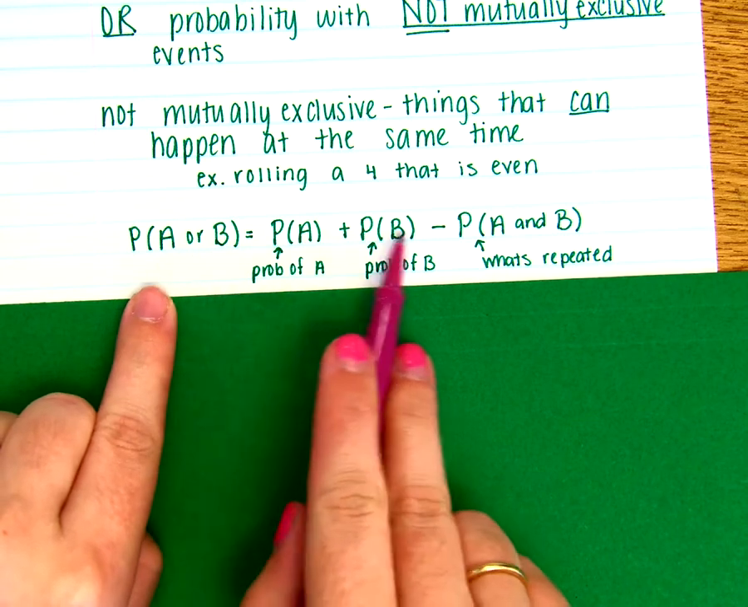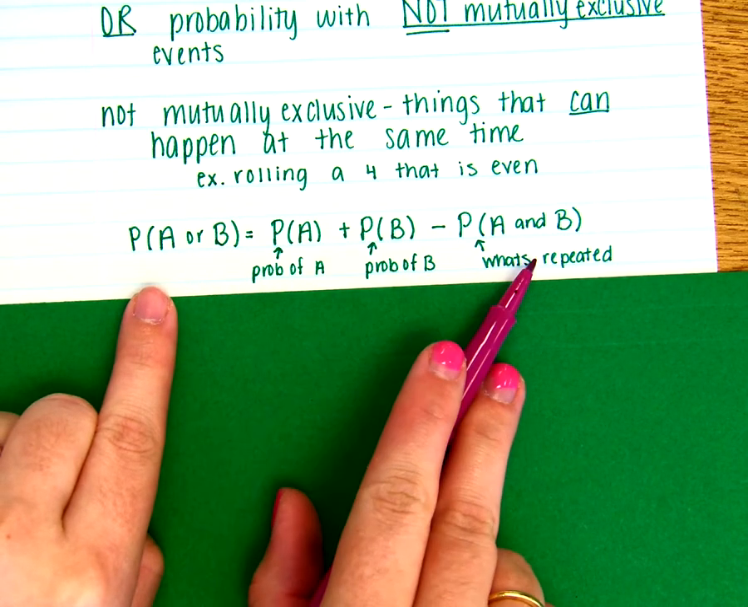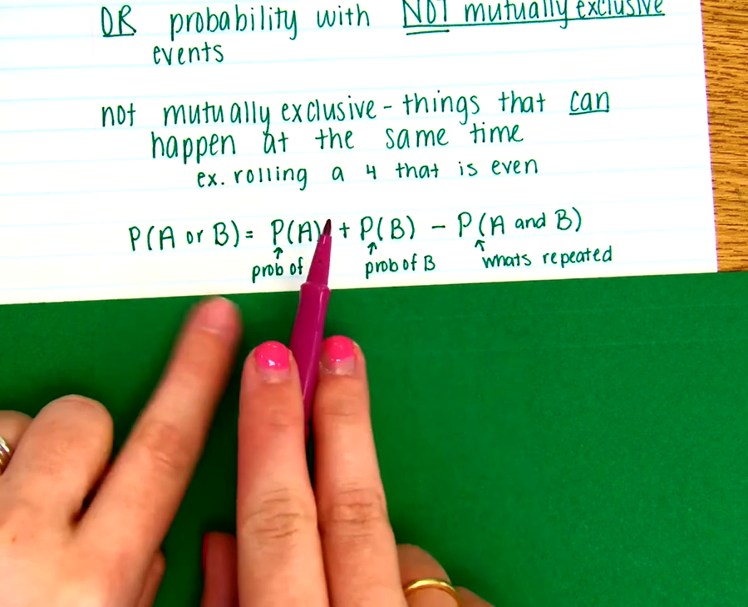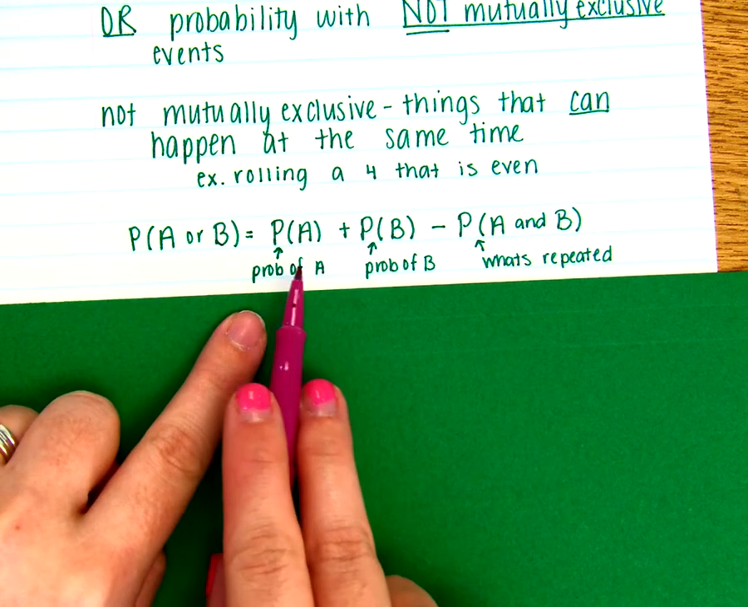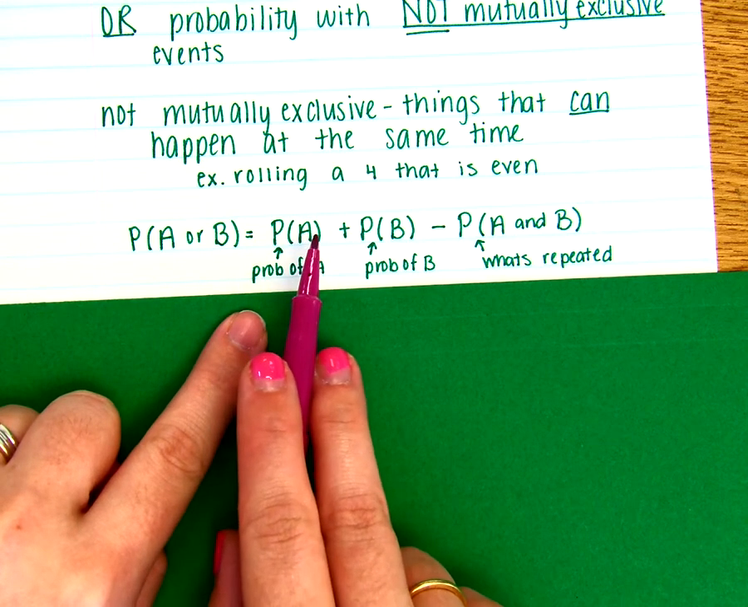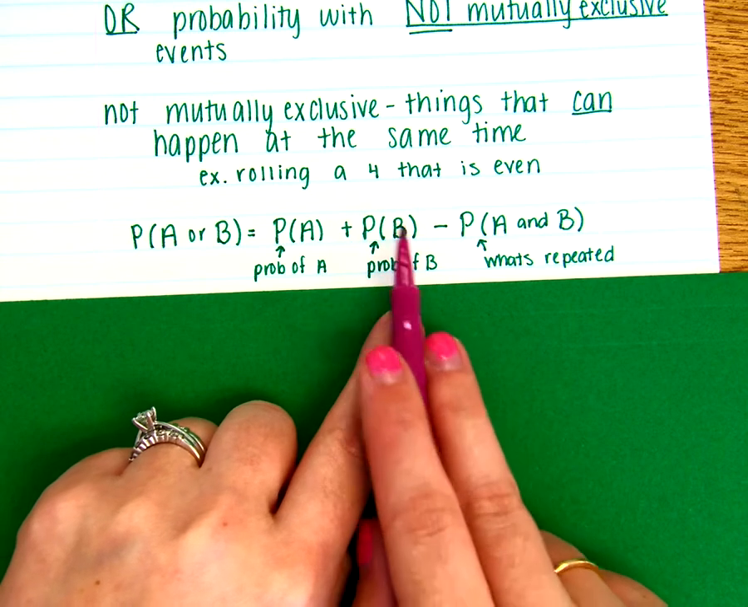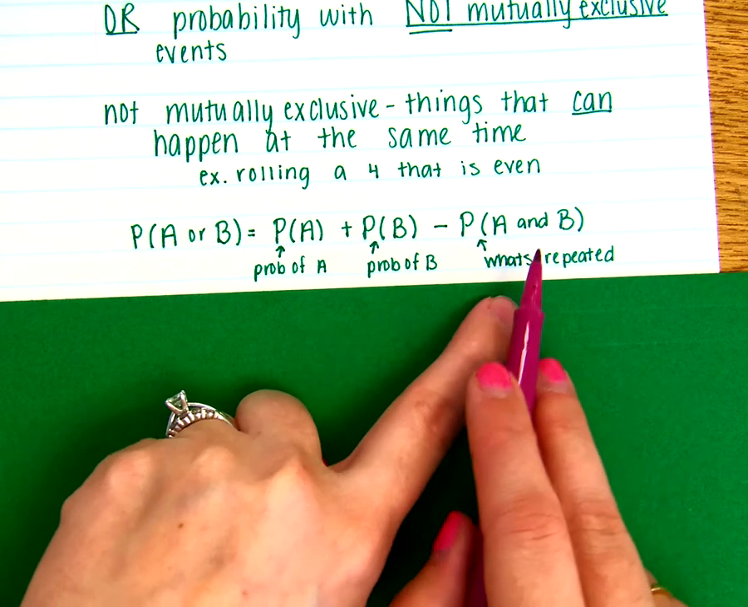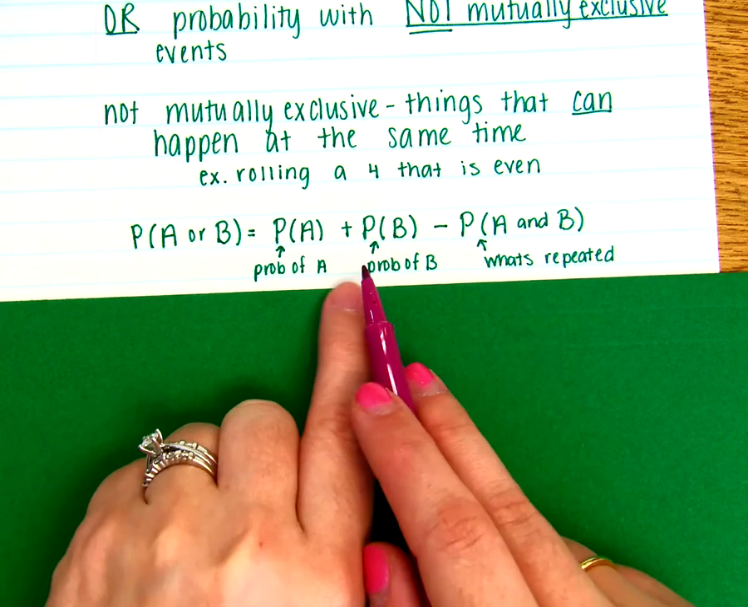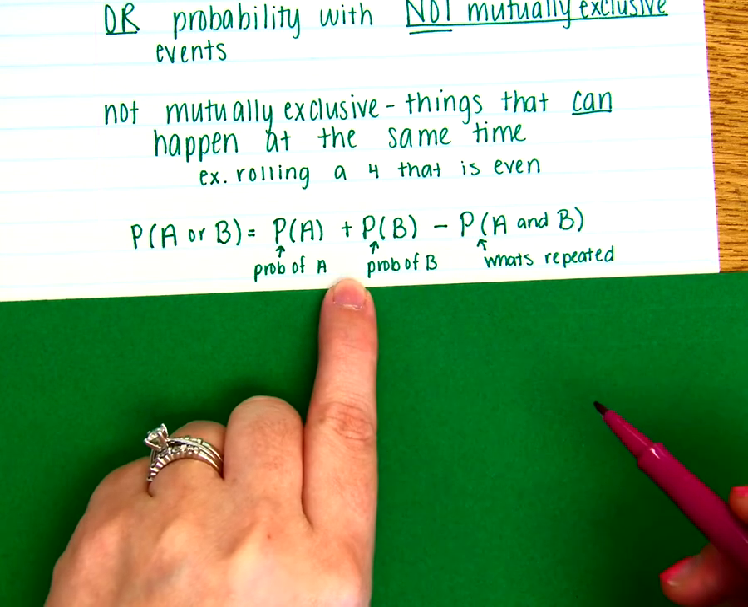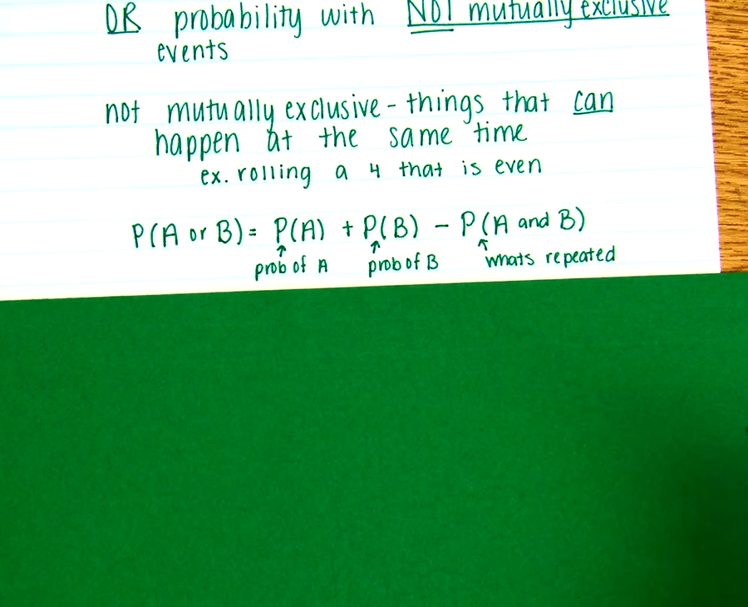So the difference in this formula here is that we are going to subtract what is being repeated, okay? Because we're going to have something that's going to occur here in the probability of A, and it's also going to occur here in the probability of B. So we need to subtract what is being repeated, because otherwise we're going to count it 2 times. Okay, and it's going to be easier to understand once we see that first example.